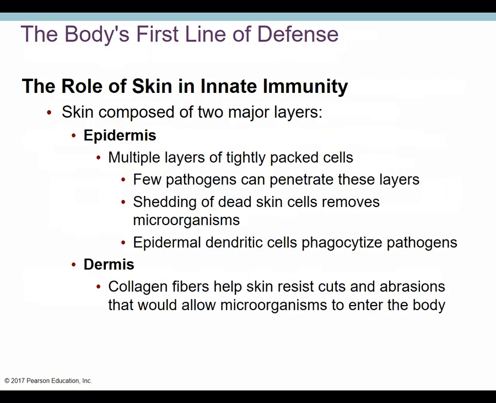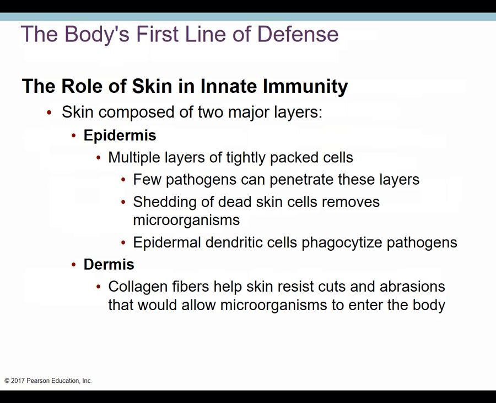And so thinking of skin in particular, you have two layers of skin. Epidermis, which is a lot of dead cells, many tightly packed layers. Not too many pathogens can get through these layers. When you shed your dead skin, any pathogens that might be holding on to those dead skin cells are shed. And you do have what are called dendritic cells. Dendritic cells do phagocytosis on pathogens. They phagocytize pathogens, and that engulfing them destroys them. There are other cells that are phagocytes throughout the body, but in your skin they're called dendritic cells.